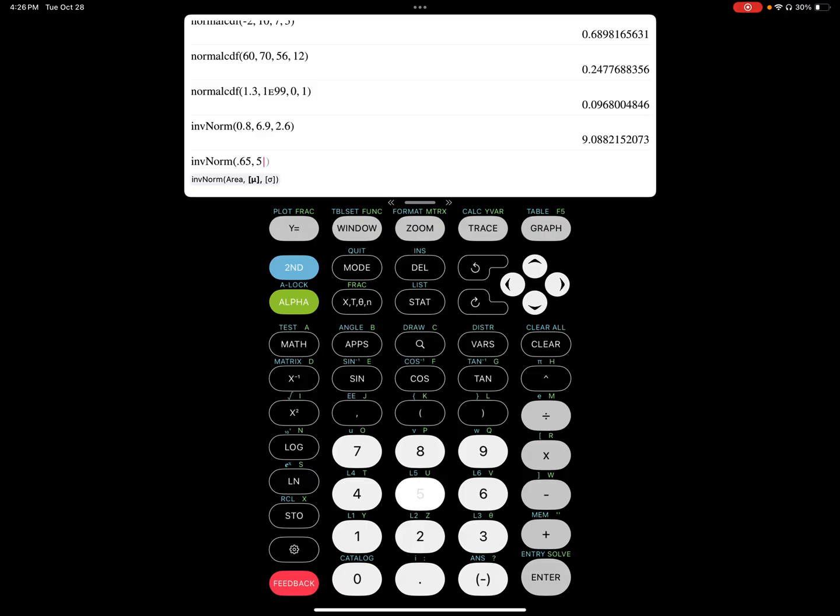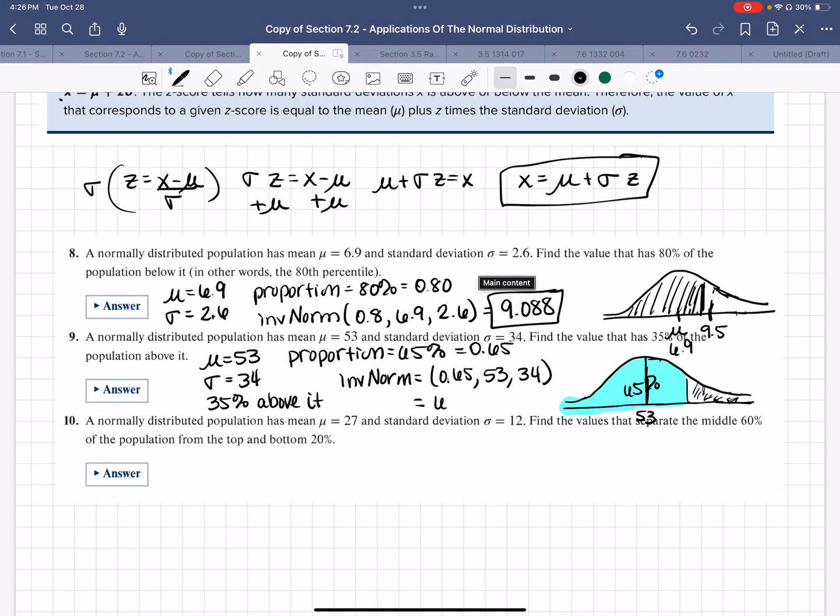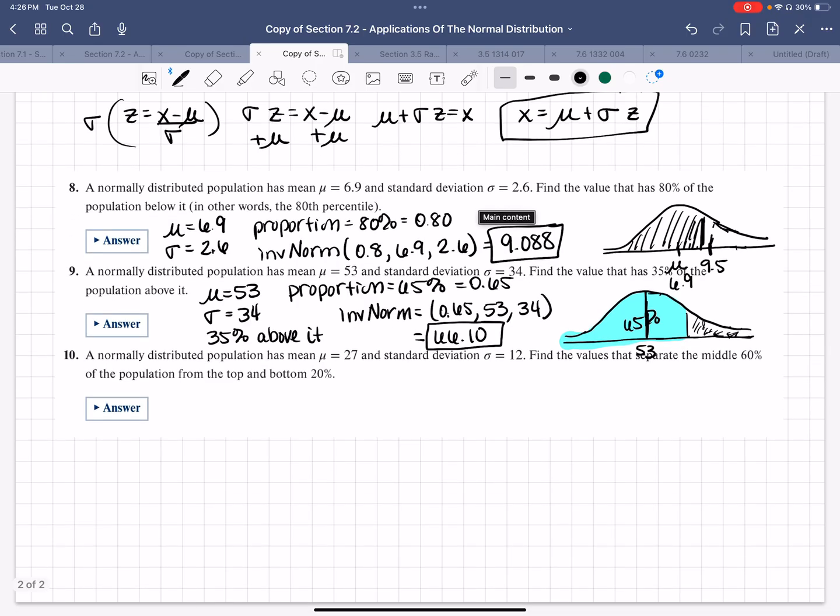Then I need a 53 was my mean, and then my standard deviation was 34, and it gives me a value of 66.10. And I believe I told you it would be between 53 and 87 for sure, and sure enough, we got 66.10. Of course, I did give myself a good size window on that one.